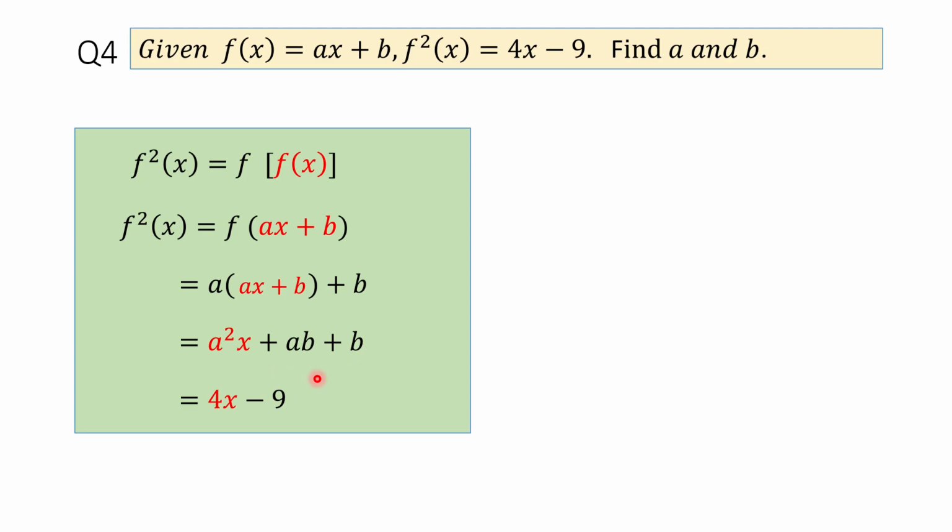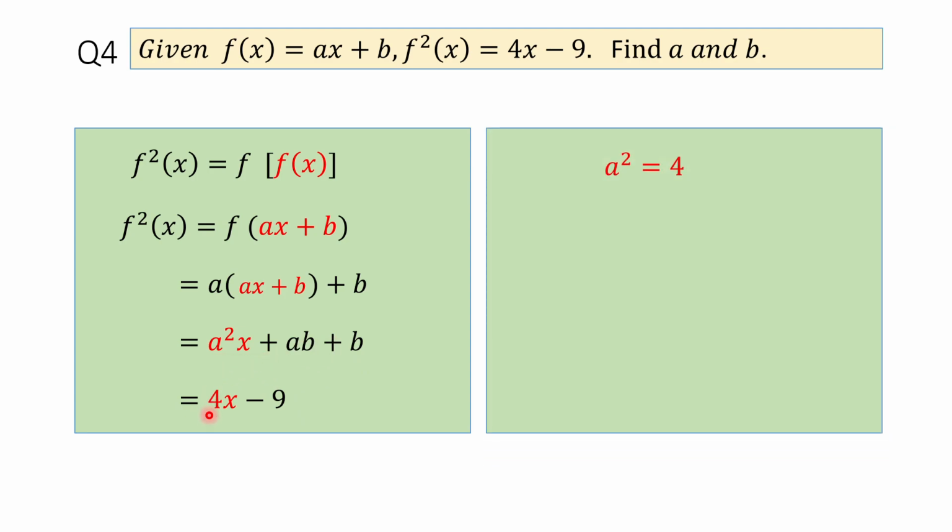When I compare the x terms, I'll be able to get this equation, that is a squared equals 4. So in order to find a, you have to square root both sides. And the answer you have is plus minus 2. Remember, this is a quadratic equation. Therefore, you will have two possible answers. It can be two different answers, or two equal answers. Now, in this case, you are not given any condition for value a. Therefore, we need to accept both values here. So both values of a, that is positive 2 and negative 2, are acceptable.